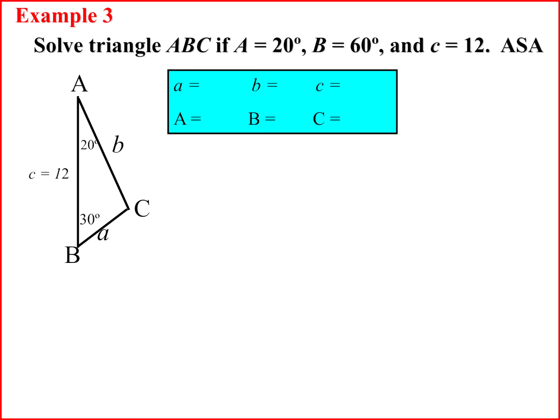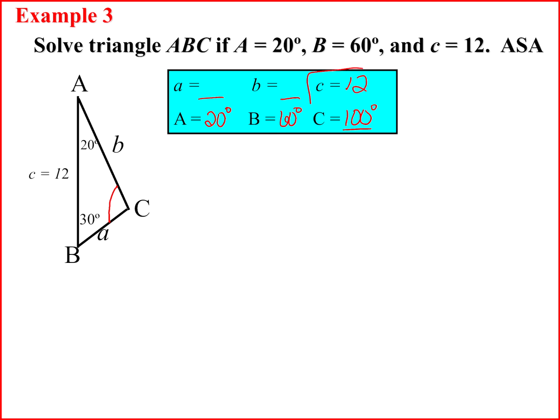Okay, what do we know? I know capital A is 20. I know capital B is 60. I know little c is 12, so I need to find little a, little b, and capital C, our angle. Well, the angle C is the easiest to find. Again, 20 plus 60 is 80, so it has to add to 180, so I know my C is 100 degrees.